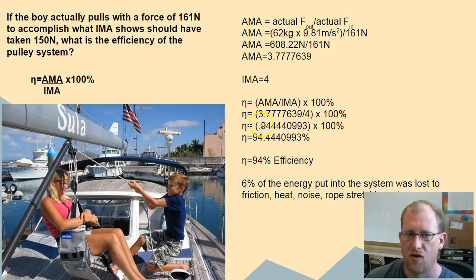We get this long number. Multiply that by 100%, and we have 94.444093%. Again, I have to go with 2 significant digits, so 94% efficiency, which means that 6% of the energy that he put into the system is lost to the friction of the wheels, the rope stretching a little bit, maybe the pulley squeaked and we lost some energy to sound, but whatever happened, he got 94% of his force actually into the system to move his mom.